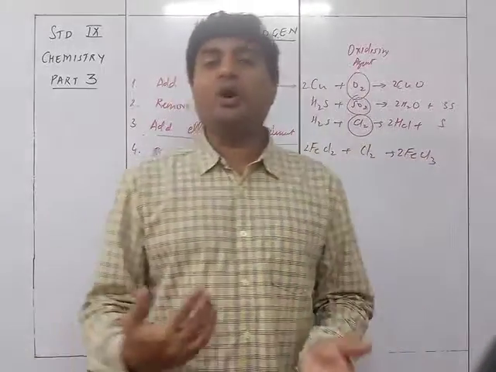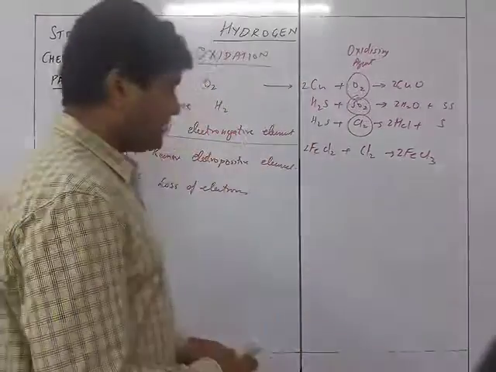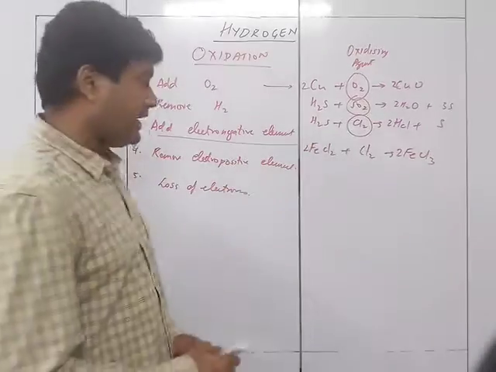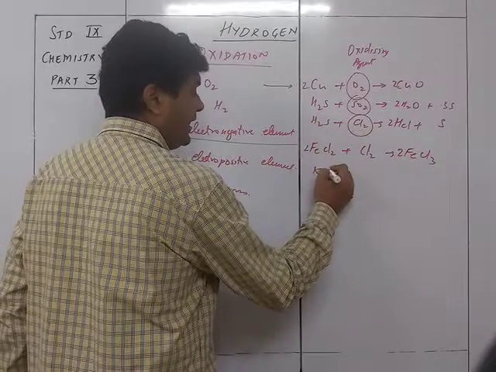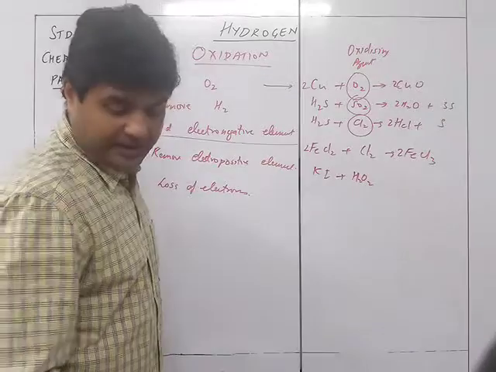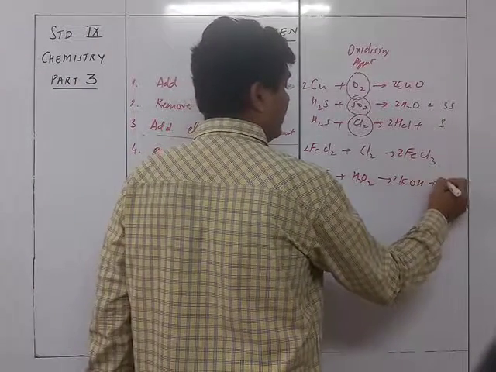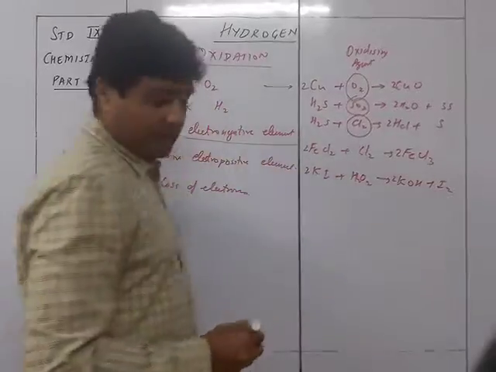Another will be removal of an electropositive element. So if I am taking an electropositive element, here we get the example KI plus H2O2, that is hydrogen peroxide, going to give me KOH plus I2. So that will be the thing.